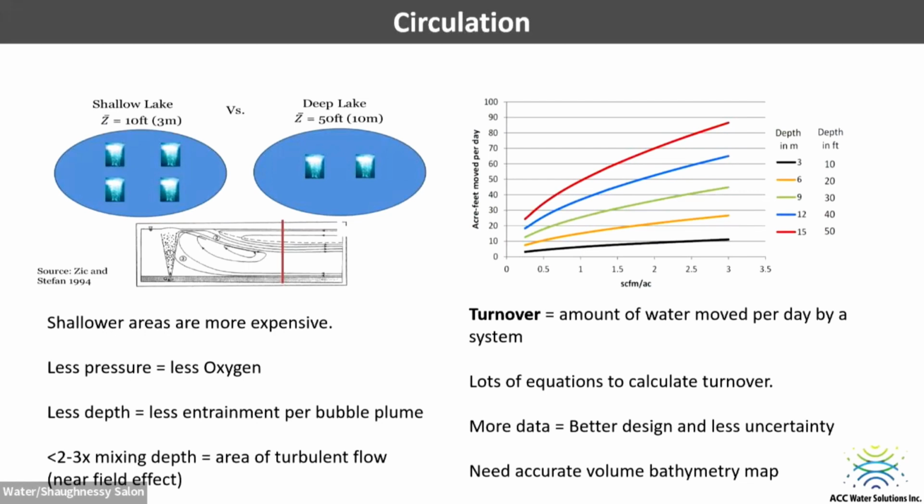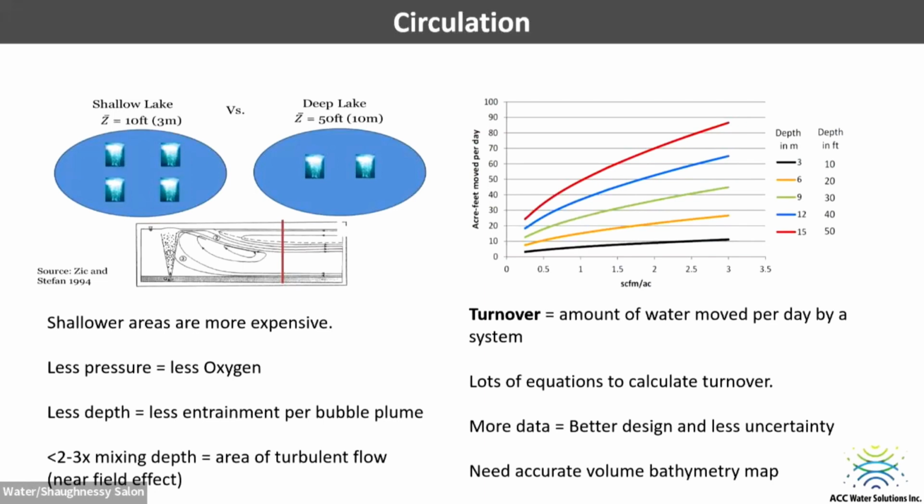And the area of mixing depth, the area of turbulent flow near your diffusers, is mostly 2 to 3 times the depth of your water body. So let's say we are trying to get rid of blue-green algae in your water and we need turbulence. If it's 5 meters in depth, you get turbulence just up to maybe 10 or 15 meters.